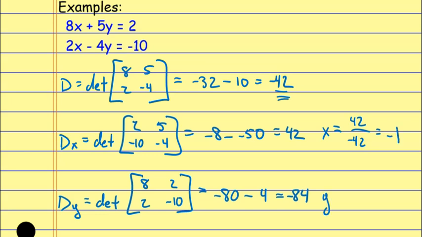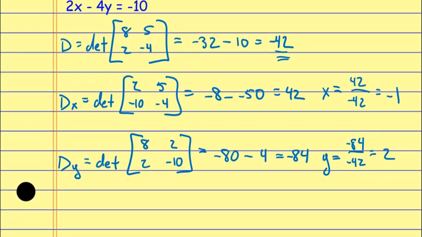The Y value, I simply take the determinant from the Y matrix here, which is the -84, and I divide it by the coefficient matrix, which is the -42, and that gives me a +2. And so now I know this system of equations, when I solve it, is going to give me an X value of -1, a Y value of 2, which is the ordered pair -1, 2, okay?